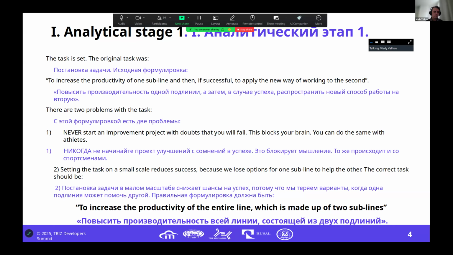And I gave them an analogy with a sportsman. If you say to a runner, you have to do it in 10 seconds, and he says, okay, I'll try, maybe, your brain will block all the improvements. So we have to start with the thinking, we'll do it. And the second is that a small scale also reduces our chance to be good. So I changed the task to increase the productivity of the entire line, which is made of two sublines.